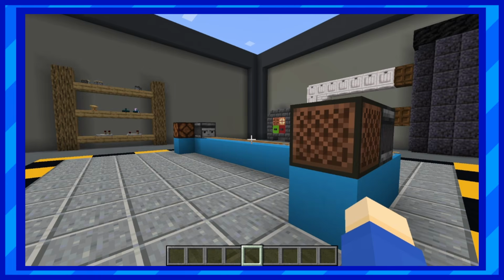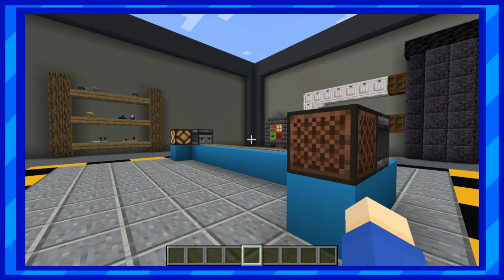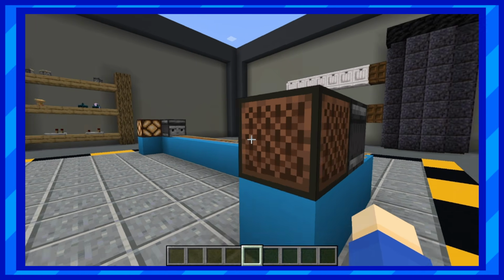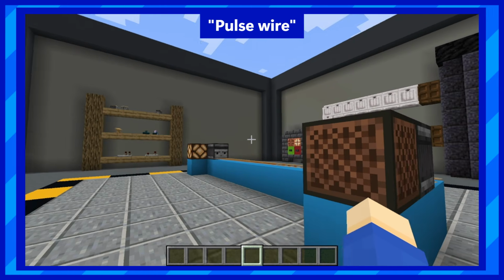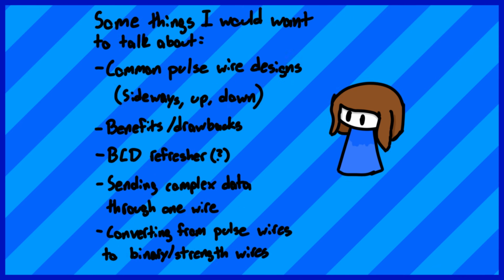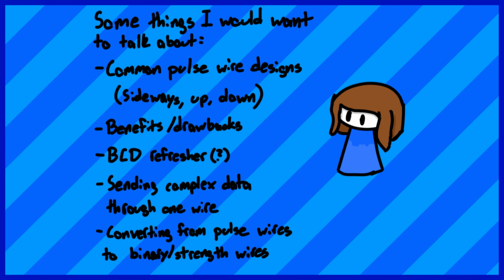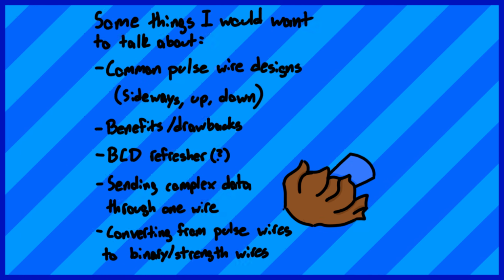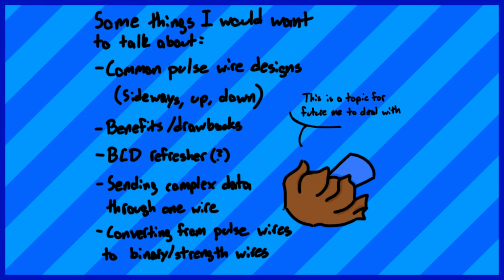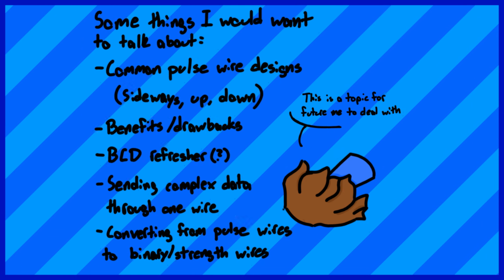The third kind of wire that I know of would be a wire that only sends a pulse instead of a constant signal. I would call these pulse wires, but I won't be talking about these in this video. There's just a lot I would want to cover with those, which would make this video even longer than it already is. So I might make a video about those in the future, just in case you're interested.